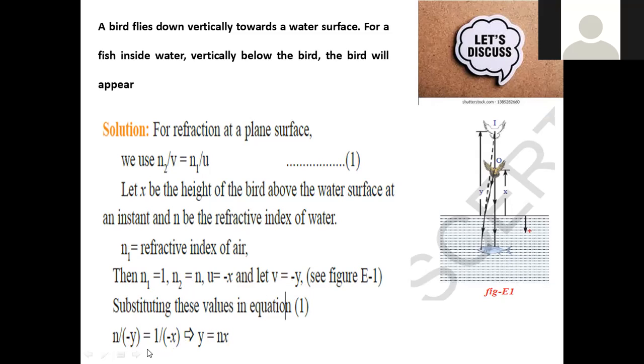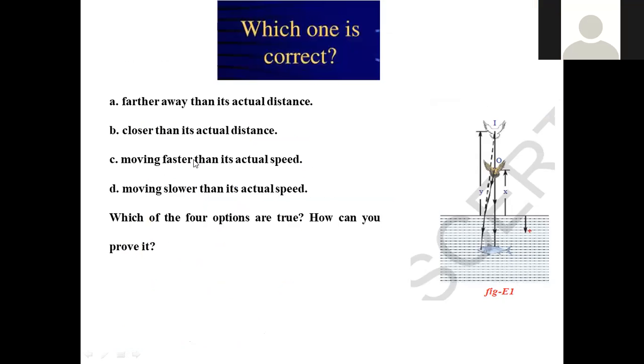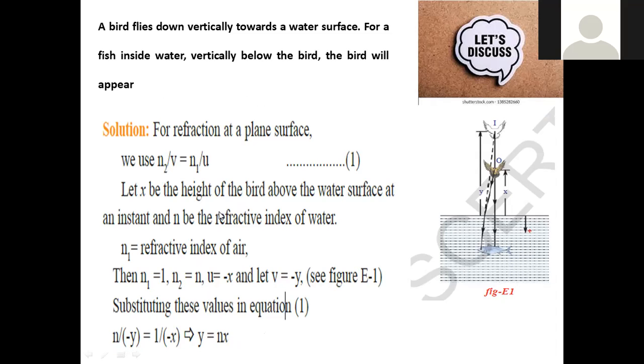So when we take all these, what is required? The height of the image is required. That is y is equal to n into x. So it's very clear that x is the height of the bird, and it is multiplied with some other parameter. What does it mean? It means there is an increase in the height, because some term, that may be 2, that may be 4, whatever the magnitude, you are going to multiply with something so that it will be higher when compared to the actual height. So this is an inference drawn, that the apparent height will be farther, right?